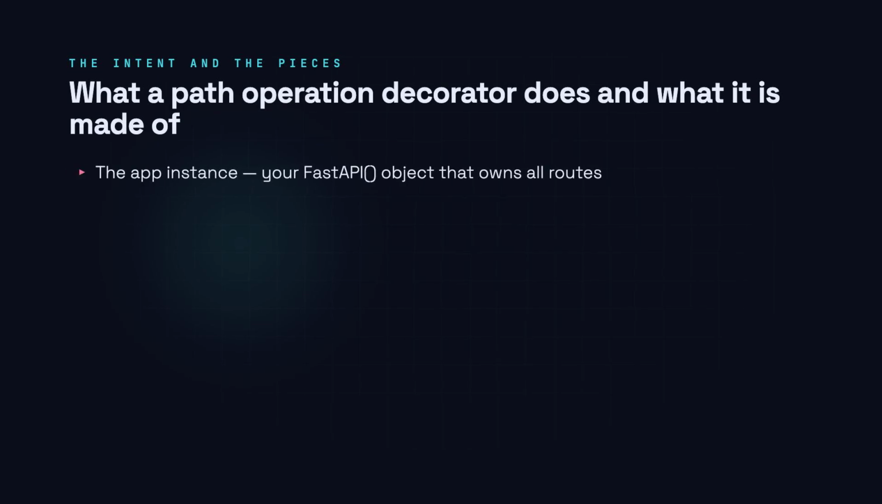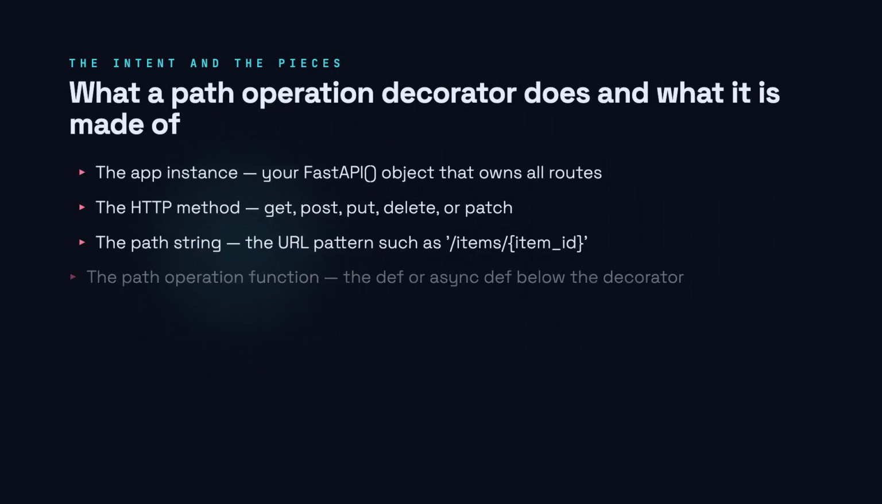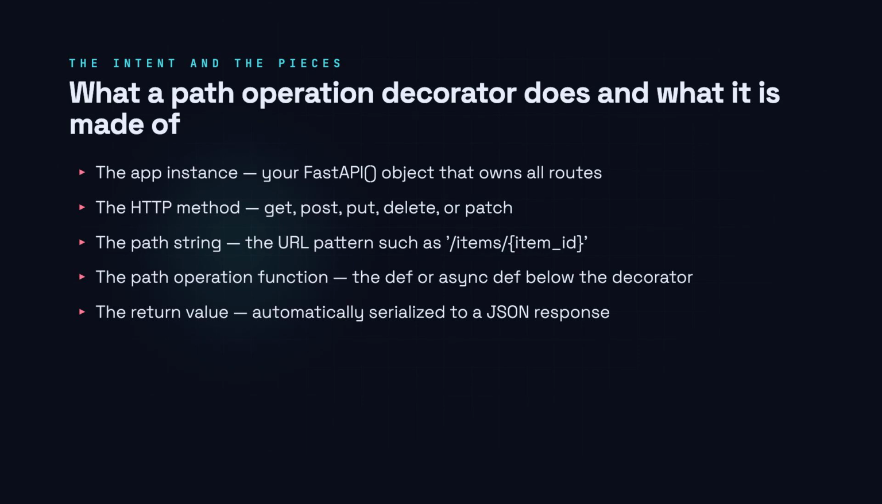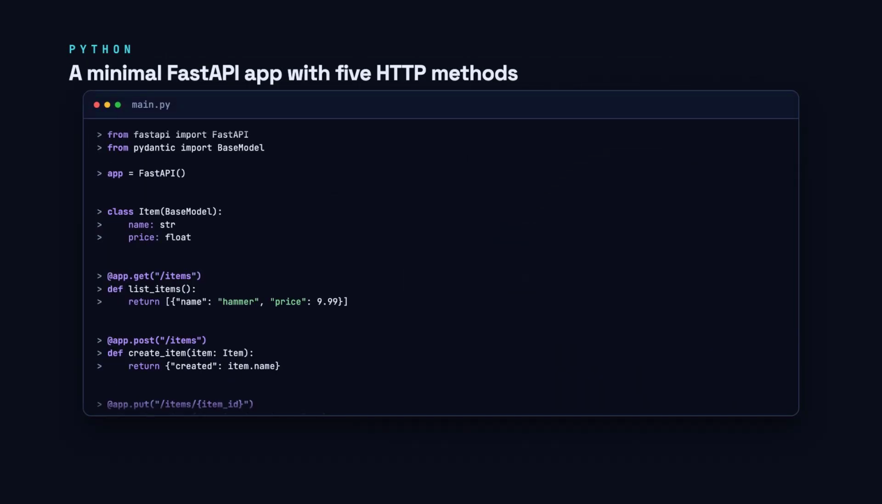A path operation decorator has four named parts working together. First, the app instance, the FastAPI object you created, owns a registry of routes. Second, you chain an HTTP method onto it, like .get or .post, which tells FastAPI which kind of request this route handles. Third, you pass the path string as the first argument. Fourth, the decorated function directly below is called the path operation function, and whatever it returns becomes the JSON body of the HTTP response.